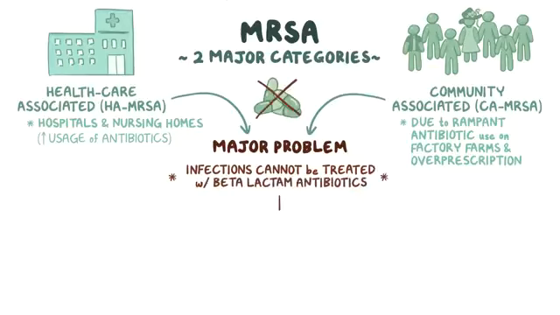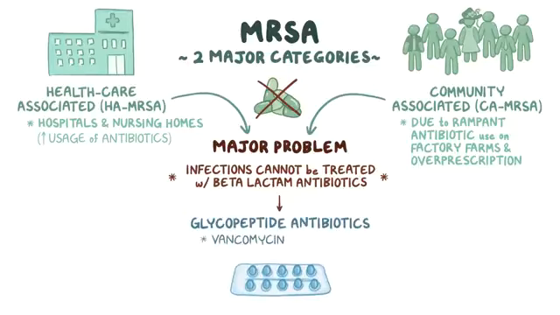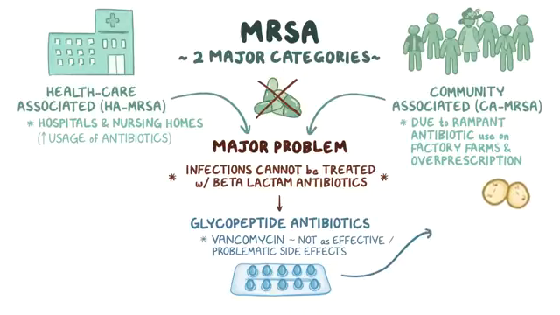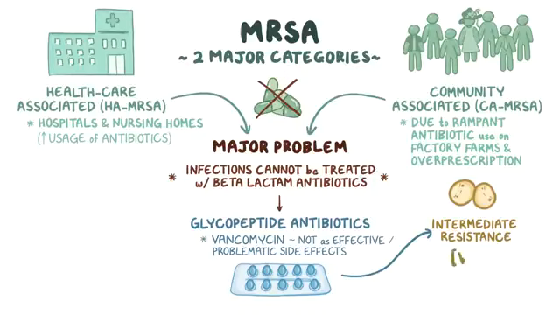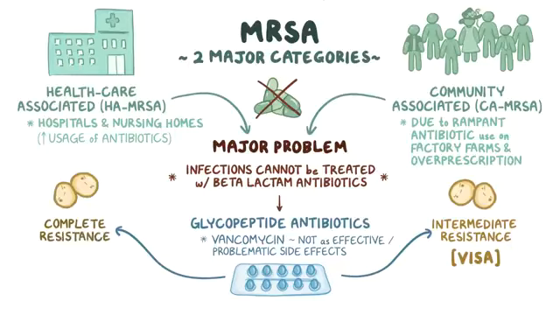Both HA-MRSA and CA-MRSA pose a major problem, because infections with those strains cannot be treated with beta-lactam antibiotics. As a result, another class of antibiotics, glycopeptide antibiotics, like vancomycin, are often used instead. Unfortunately, it's not as effective and comes with problematic side effects. To make matters worse, some Staph aureus strains have developed intermediate resistance to vancomycin, and they're called vancomycin intermediate Staph aureus, or VISA for short, which is not the type of VISA anyone wants to get. The strains with complete resistance are called vancomycin resistant Staph aureus, or VRSA. The search is on for new antibiotics and vaccines to prevent Staph aureus infections, but the overuse of antibiotics makes rapid resistance an ongoing problem.